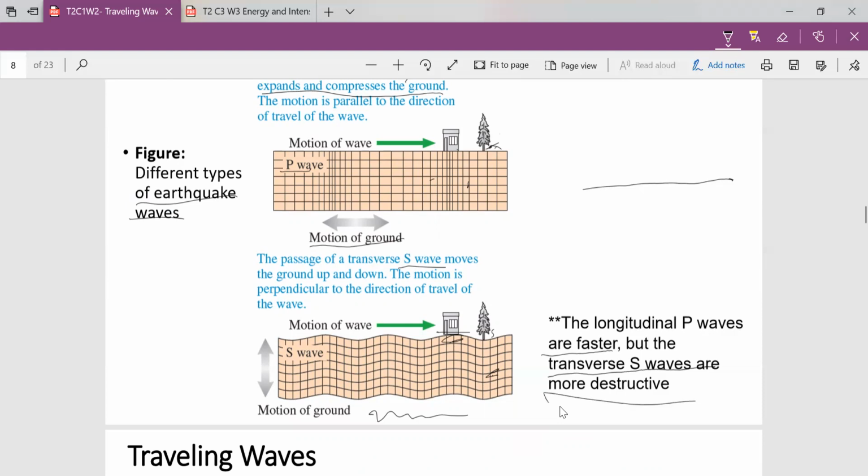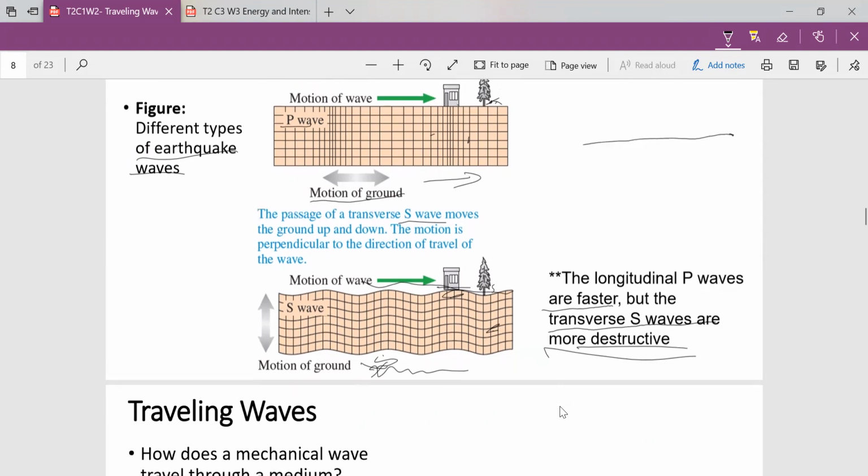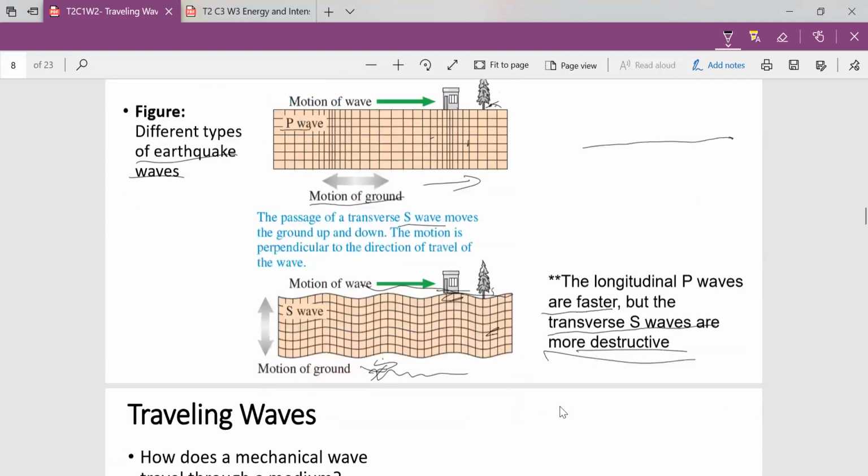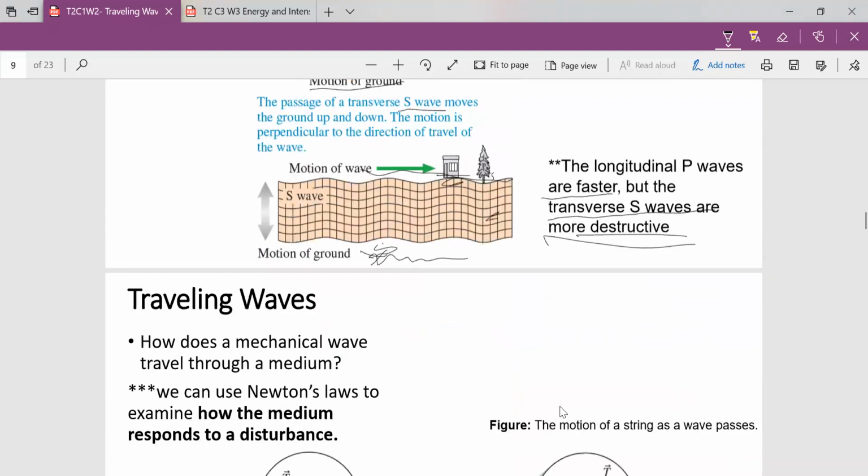So the earthquake that occurs with the transverse wave is the one that causes more destruction because of the wave shape, while that of the longitudinal travels fast. The vibration happens, but it's less destructive compared to the transverse. So the earthquake, which is a kind of wave, can actually take the transverse or the longitudinal wave motion.